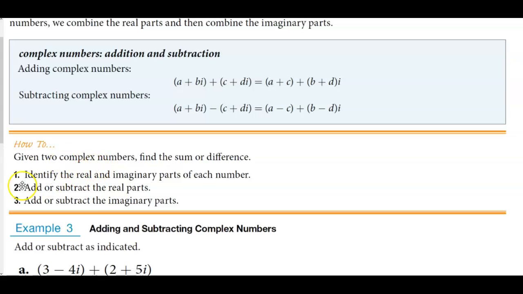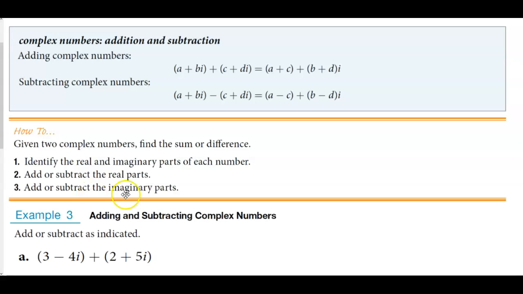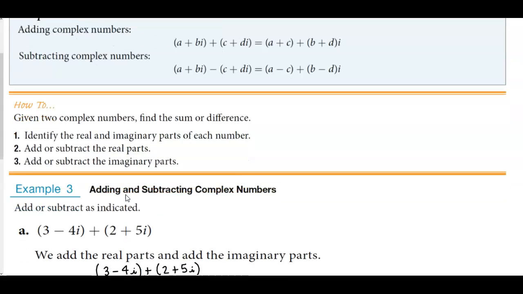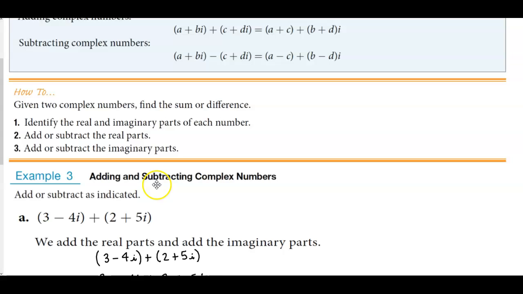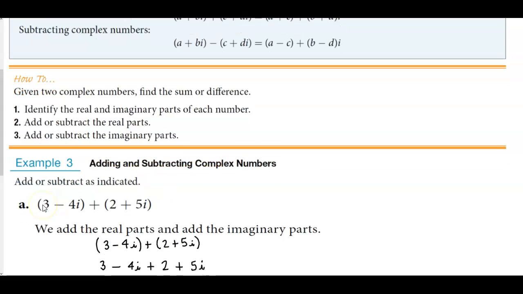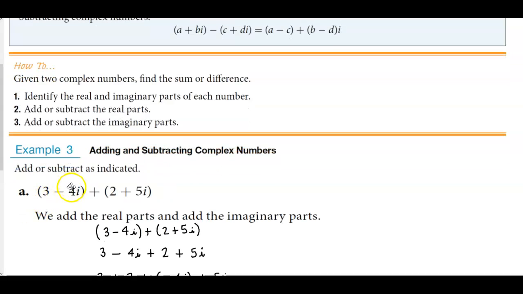Now, given two complex numbers, we want to find the sum or difference. We want to identify the real and the imaginary parts of each number, add or subtract the real parts, and then add or subtract the imaginary parts. So example 3, adding and subtracting complex numbers. We're going to add and subtract as indicated.